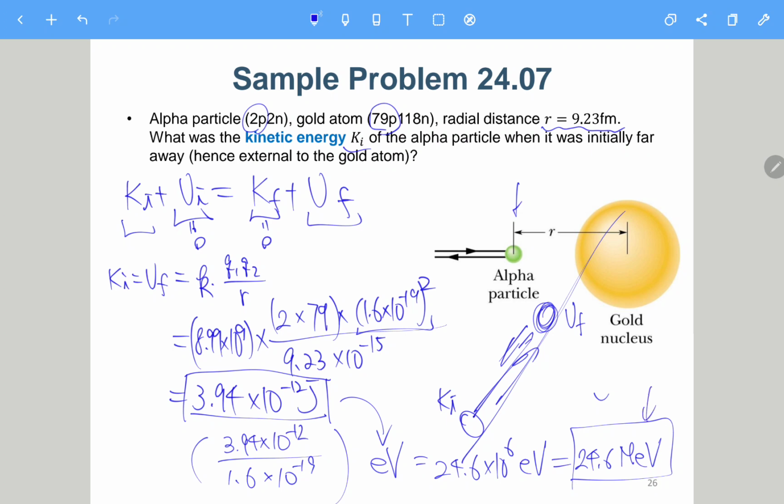Usually they use eV, MeV, or GeV for particle physics. To convert, you just divide by 1.6 times 10 to minus 19. The idea is that this number is much bigger. They don't like numbers with a very, very small order, like 10 to negative 12. In Chinese, this one is called 电子伏特.